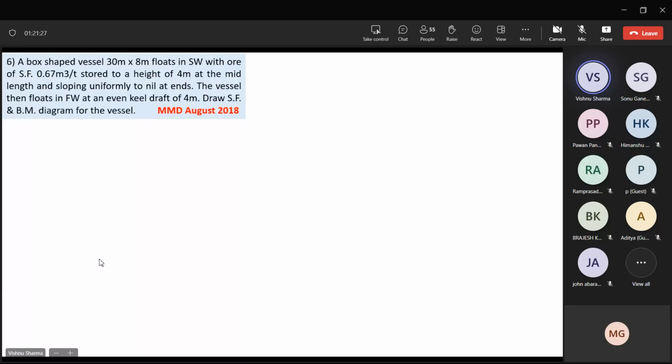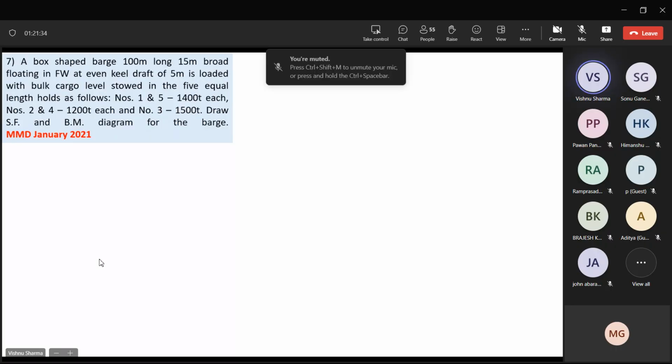A box-shaped vessel 30 by 8 floats in seawater with ore. This we have just done, right? Okay. Let's look at this one then.